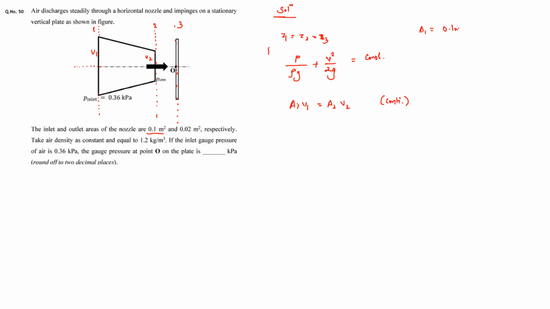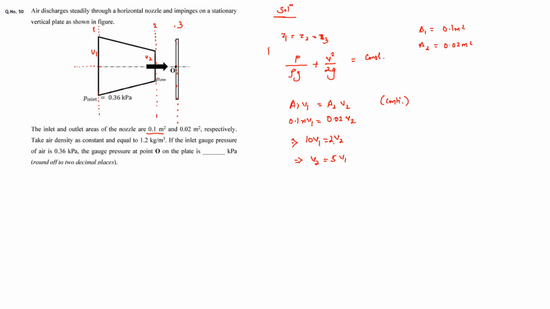A1 is 0.1 meter square and A2 is 0.02 meter square. So this becomes 0.1 into V1 is equal to 0.02 into V2, and you can just write 10 V1 is equal to 2 V2, or V2 is equal to 5 V1.